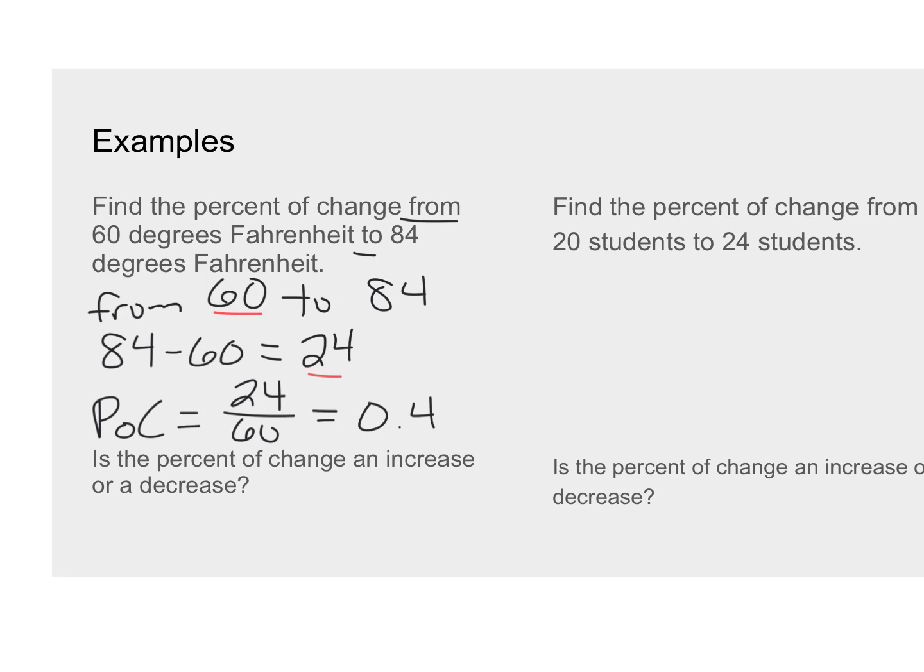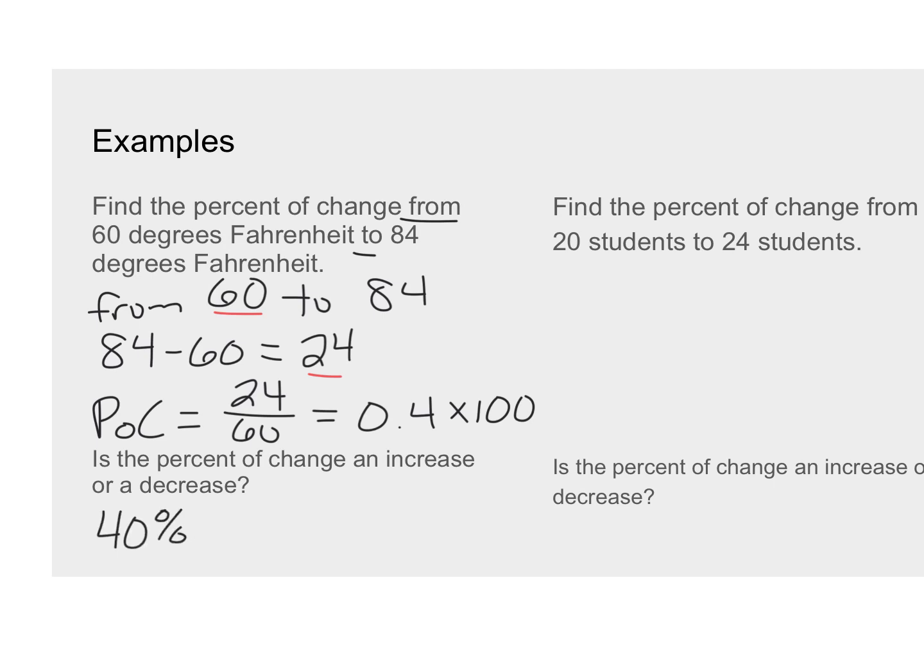What can we multiply it by to get a percentage? 100. Why did you say 100? Because that's the percent proportion. Yeah, that's the percent proportion, right? That's how much the whole percent is out of. So we need to multiply by 100, and you're going to get 40%.